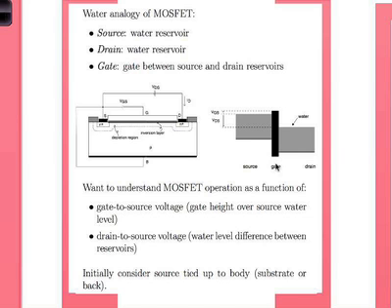So let's see if we can make sense. So the gate to source voltage is the height, in a sense, of the gate over the source water level. So this small energy level. Okay? So if you reduce that gate to source voltage, this water will spill over. Okay, that's the way to think about it.